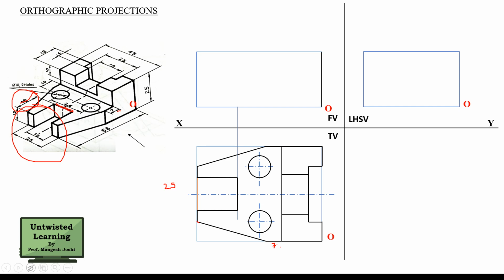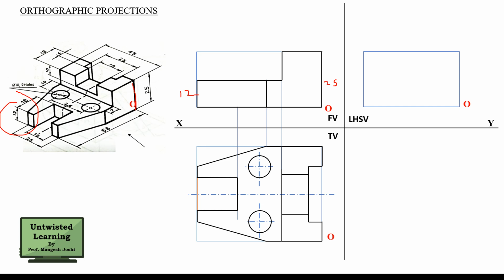Now we will start with the front view. First of all, we'll go above 25 mm. So this is 25 mm. Then we will transfer all the points from top view. Right, so this height is given as 12 over here. Okay, so this completes the visible part of front view.